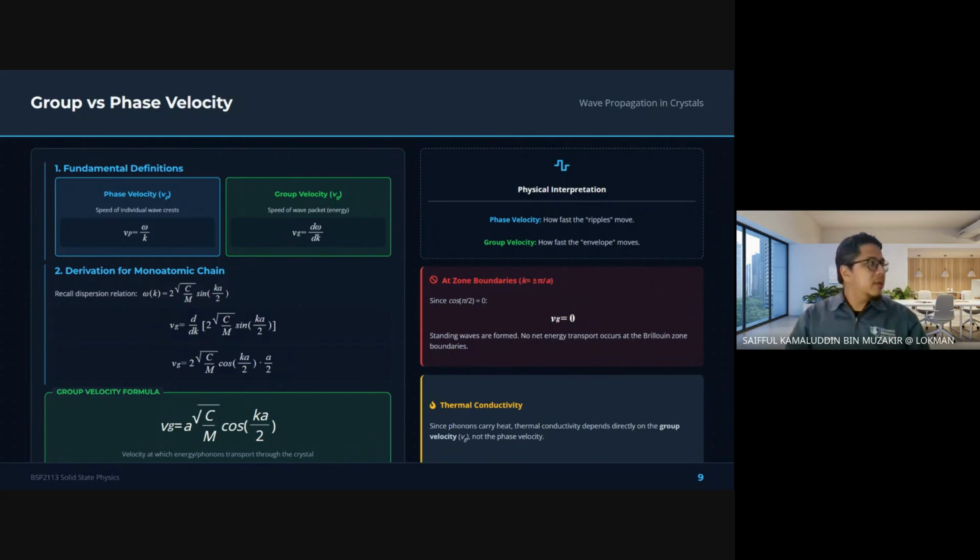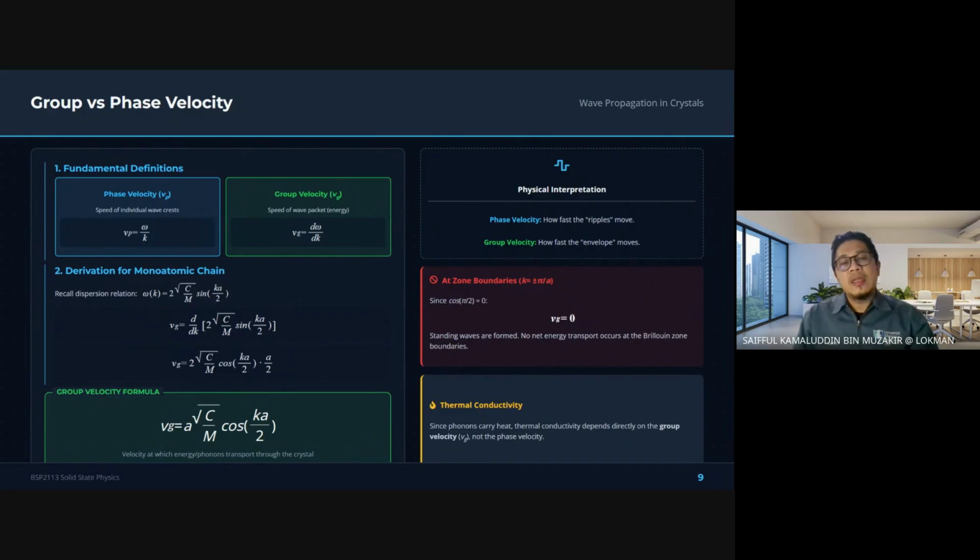And here we need to distinguish between phase velocity and group velocity. This is a common point of confusion, so let us keep it simple. Phase velocity tells us how an individual wave crest moves. Look at the crest. Okay, that is phase velocity. How fast the wave crest moves is phase velocity.